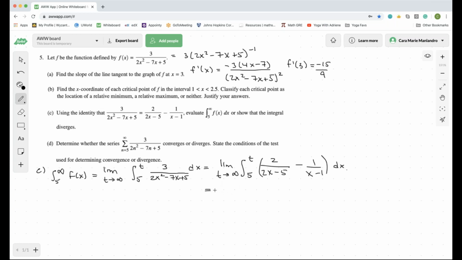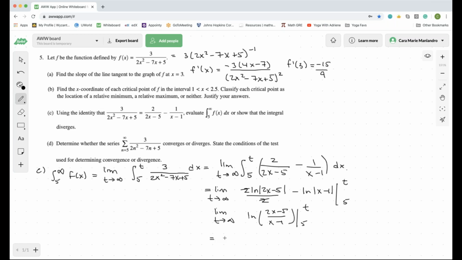Okay, and then, all right, so then integrating this thing, we get the limit as t goes to infinity of 2 and then ln(2x minus 5) over 2, and then minus ln of (x minus 1). And then we want to go ahead and evaluate that from 5 to t. All right, and then if we wanted to make our lives a little easier, we can use log rules. And note that this is (2x minus 5) over (x minus 1). All right.